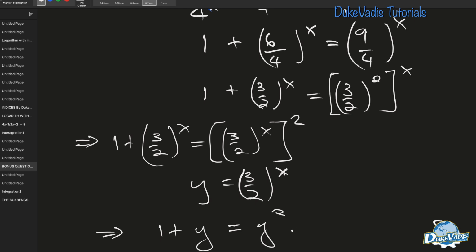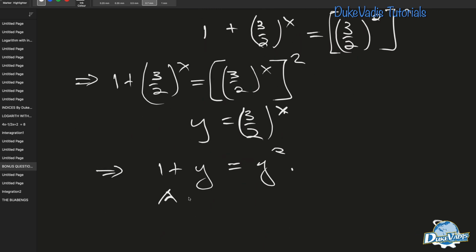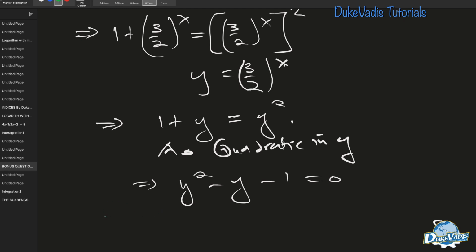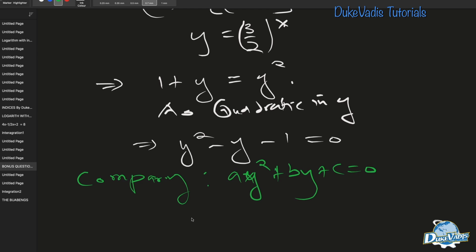Straight on. So this is quadratic in y. That's quadratic in y. So this implies that y squared minus y minus 1 is equal to 0. Then, comparing this to ay squared plus by plus c is equal to 0, I can say that a is equal to 1, b is equal to -1, c is equal to -1. Okay?